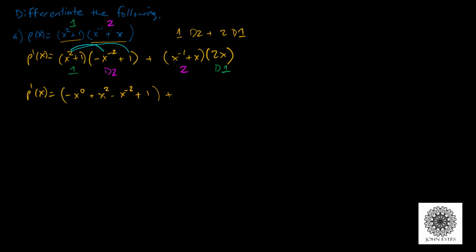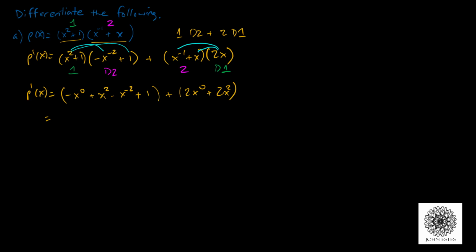Now in the second set, I just need to distribute 2x. So 2x times x to the negative 1, which is right here. I just need to distribute the 2x across here. 2x times x to the negative 1 would just be 2 times x to the 0. And then I have a 2x squared.